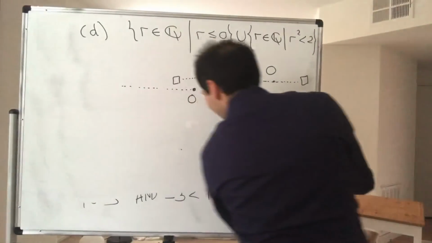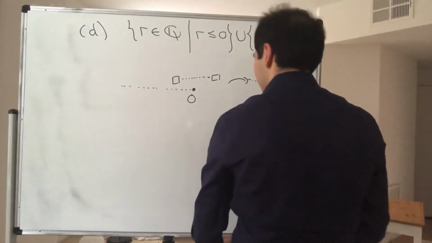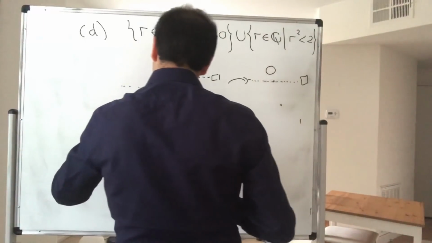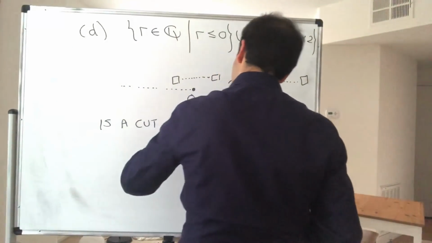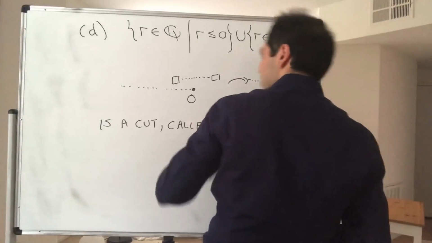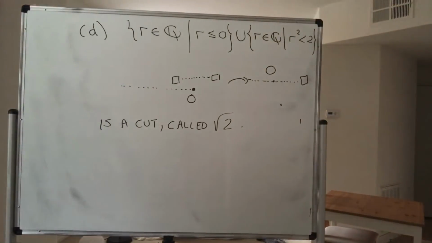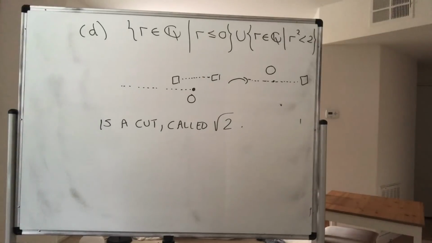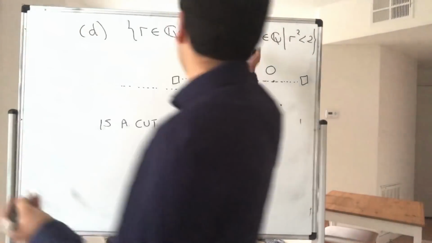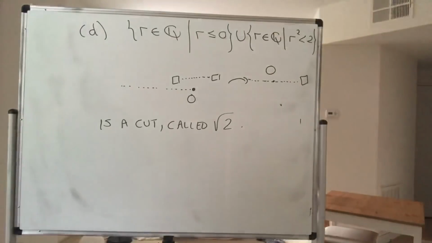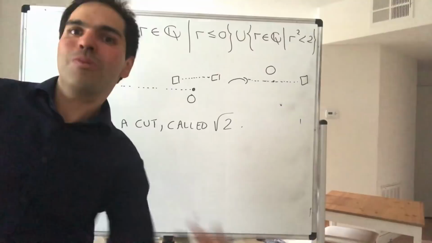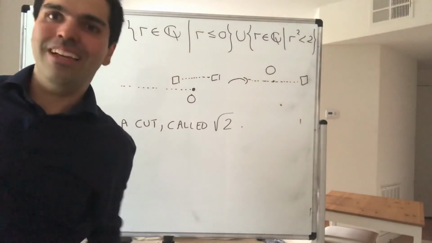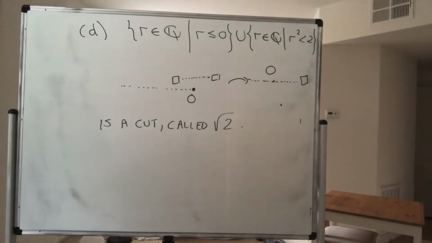And all these fun things you will prove on your homework. So this is a cut, called square root of 2. And not every real number can be defined with polynomial equations, like pi. You cannot define it that way, but you can think of pi as the set of all rational numbers that are less than pi in some sense. So that's the set 3.1, 3.14, and then 2, 0, minus 2, etc.